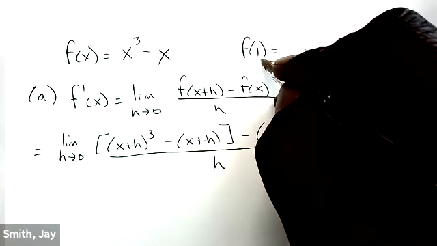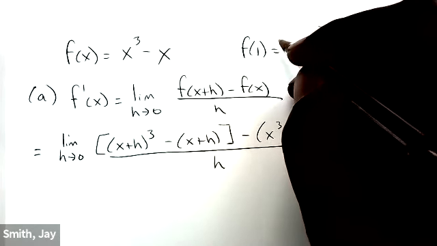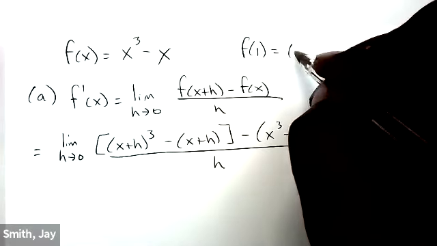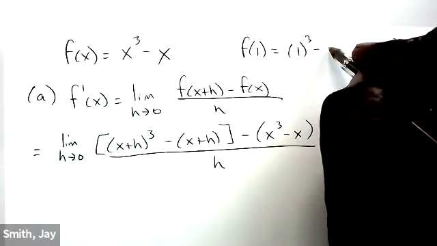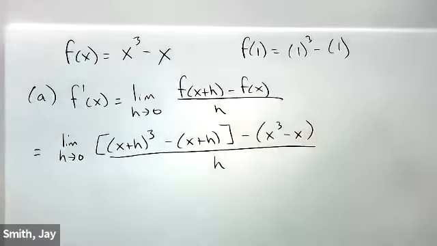All right, so we plug 1 in for every x in f of x, which is a mouthful to say, not a whole lot to do. This one would be 1 cubed minus 1, right?